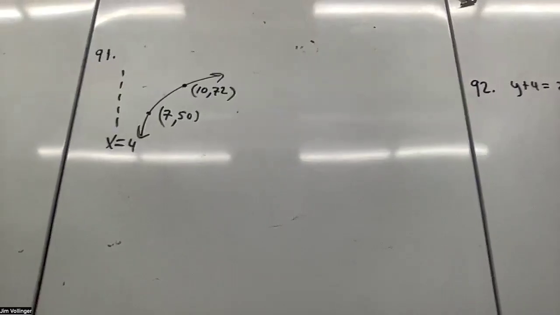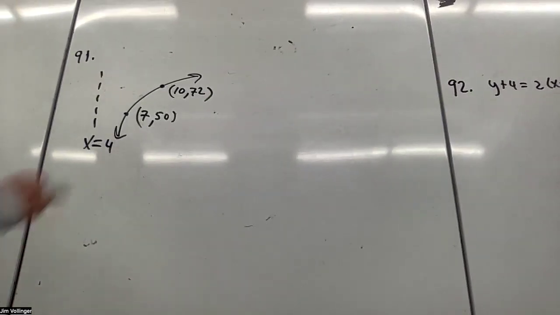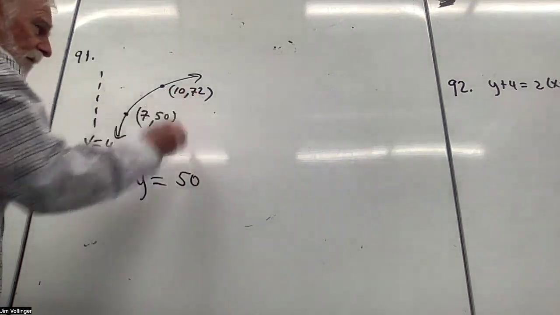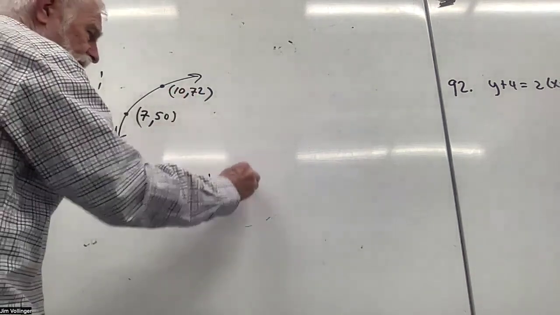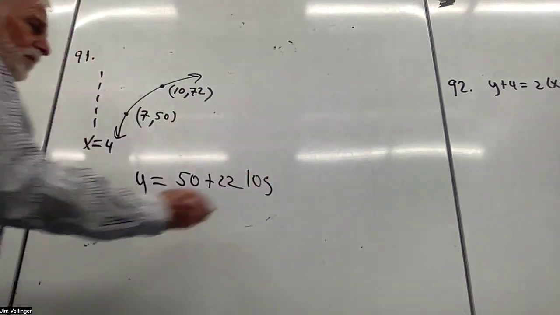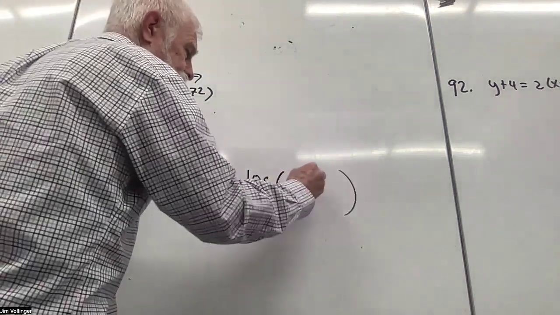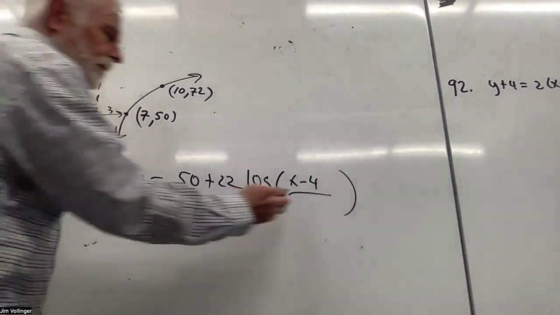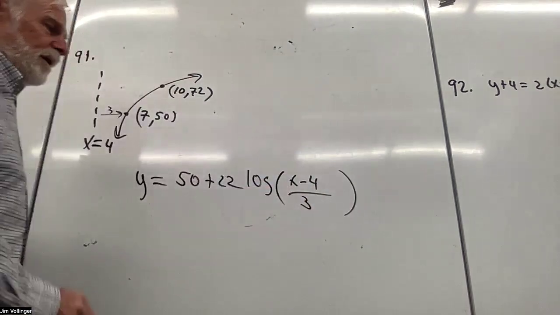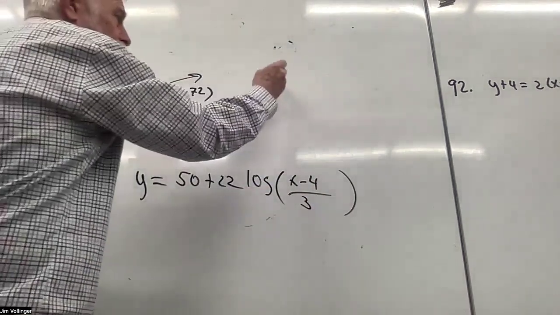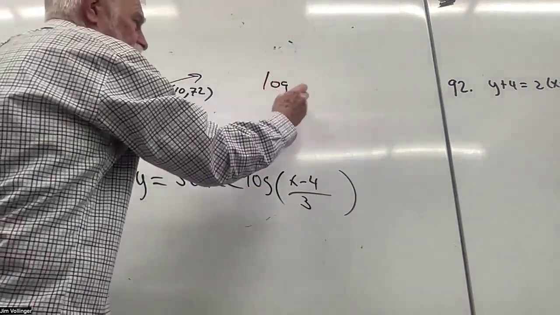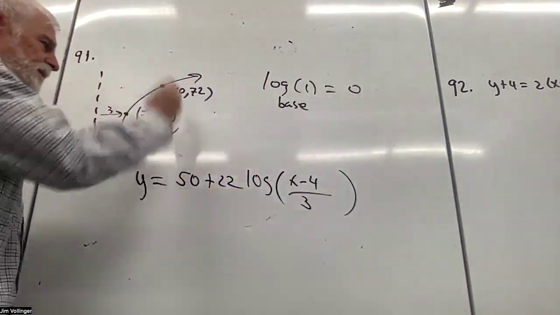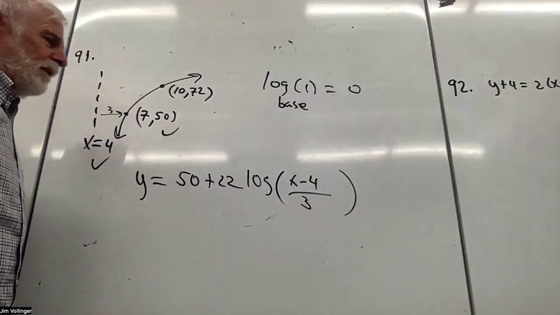All right, the inverse of exponentials, logs. So I'm going to start with y here, because that's definitely 50. And I know how I get to 72. I add 22, I know it's a logarithm. Asymptote at 4, so I write x minus 4. I look at my first differential, which is 3 units. So now when I put 7 minus 4 over 3, I get log 1. I know what log 1 is. Regardless of any base, I know log 1 is 0. 0 times anything is 0 plus 50 gets me 50, gets me my domain restriction.